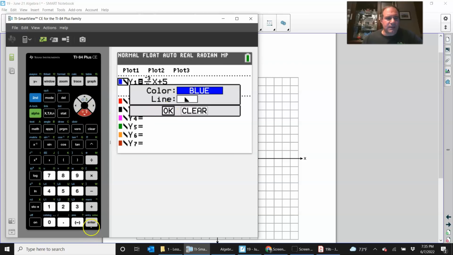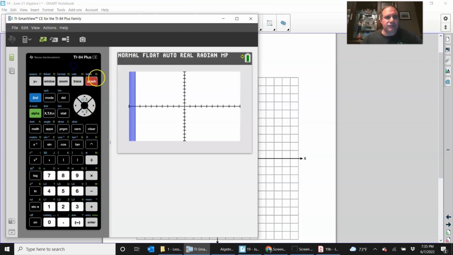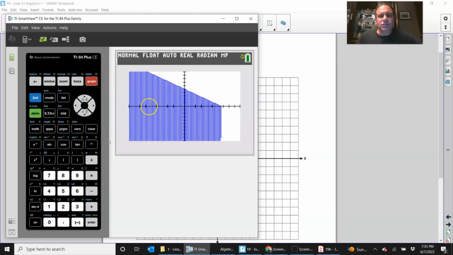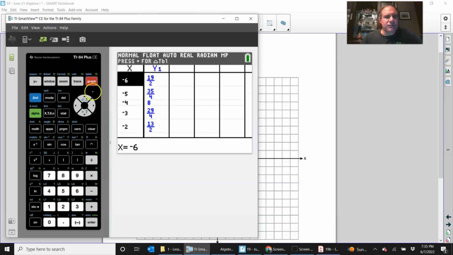I'm going to press OK. I'm going to move down to OK and then press enter. And you notice that this is now less than in the graph, and I'm going to press graph, and you're going to see a shaded portion there. So you press second function table, and you'll see that you have some coordinates.